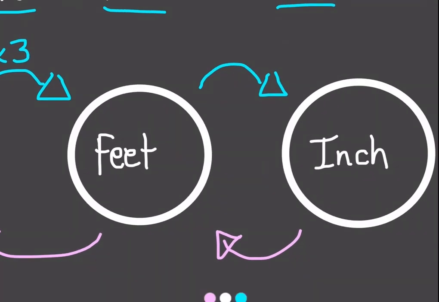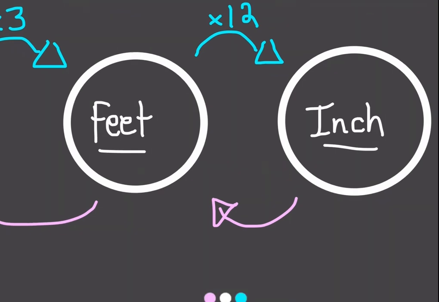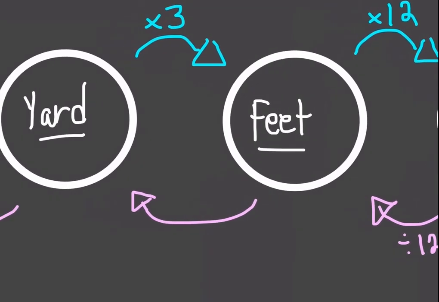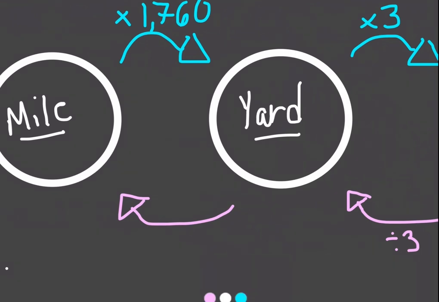Or if I was to go from feet to inches, the feet are larger, so I'd have to multiply. There are 12 inches in 1 foot, so I would multiply how many feet I have times 12 to get my inches. Now the same is true if I was to go the other direction, from inches to feet, but instead of multiplying by 12, I would divide by 12. To go from feet to yards, instead of multiplying by 3, I would divide by 3. And if I was going from yards to miles, instead of multiplying by 1,760, I would divide by 1,760.